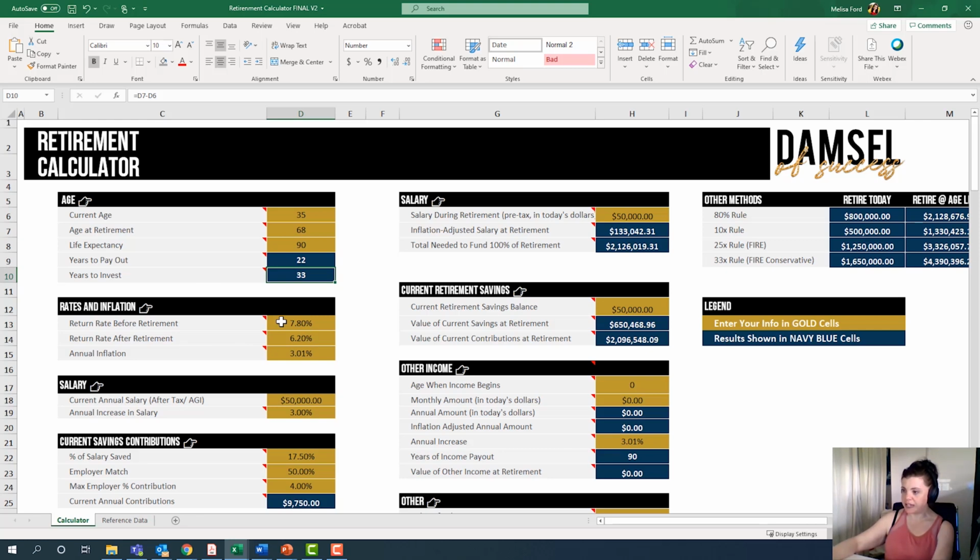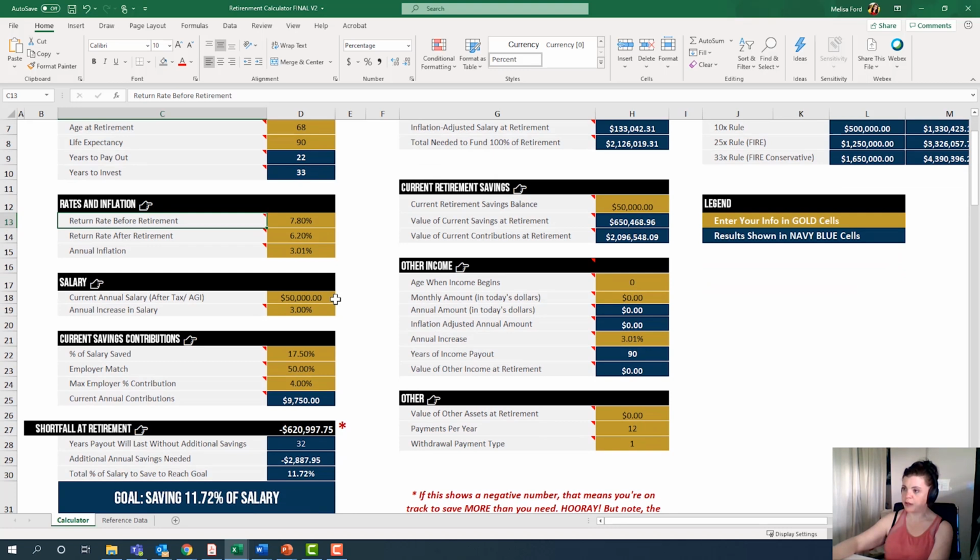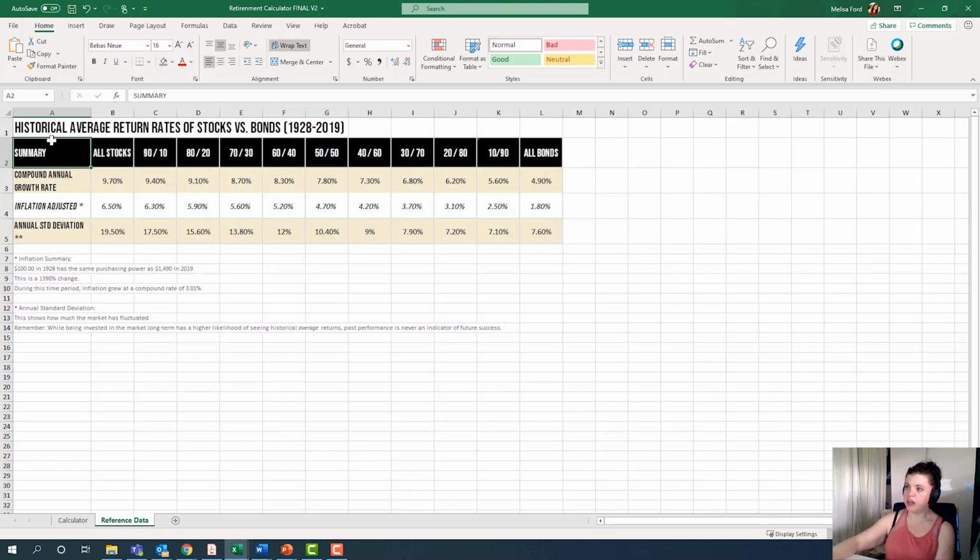So next up, we're going to go into our inflation rate and return rate for investment. So I'm going to keep this at 7.8%. This is asking you how much on average you think your investments are going to return before you retire. And I have put in a little reference sheet over on this other tab at the bottom to show you what average historical rates are based on your portfolio balance.